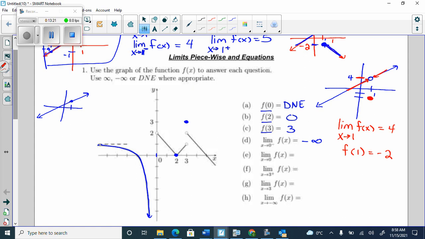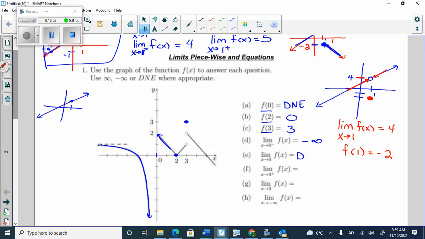The next one is the limit as x approaches 0. It doesn't say plus, it's not from the right, but what would it be? Doesn't ask this. But what would the limit be as x approaches 0 from the right? The limit as I approach 0 from the right approaches 2. So that would be the answer. However, that's not a question on here, right? So the limit from the left, it approaches negative infinity. The limit from the right, it approaches 2. Do they approach the same thing? No. So what's the limit at 0?